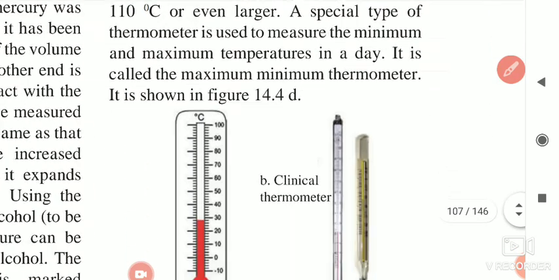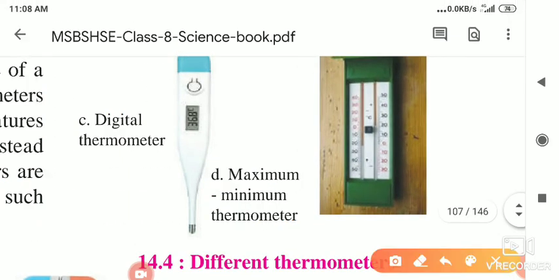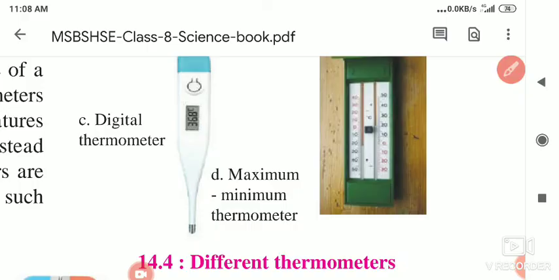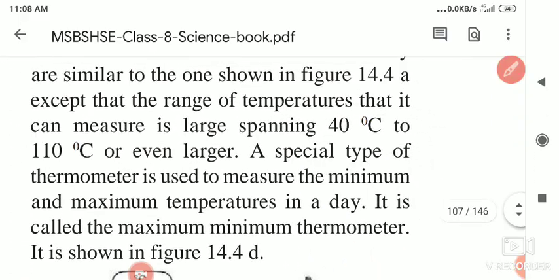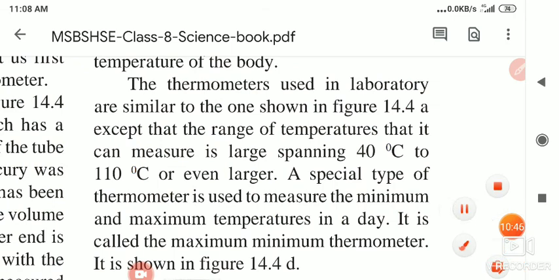Now this is a new invention. Okay, what is the body temperature? What happens is, the sensor which is present in the digital thermometer measures it and it is shown in this readings place. Now the next, the thermometer used in the laboratory.